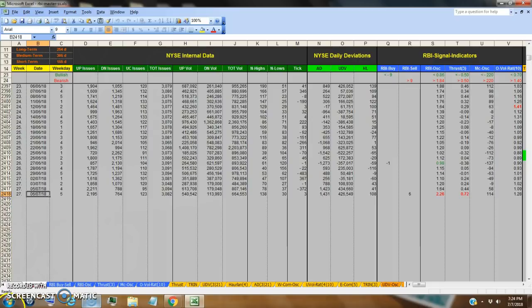So I start with advancing and declining issues, up and down volume for the day, total volume here, and then new highs and new lows for the new 52-week highs, 52-week lows here, and then across here are all my indicators printed out. All right, I'm gonna start with the chart here. First, I talk about my RBI oscillator and my 3-day thrust quite a bit.